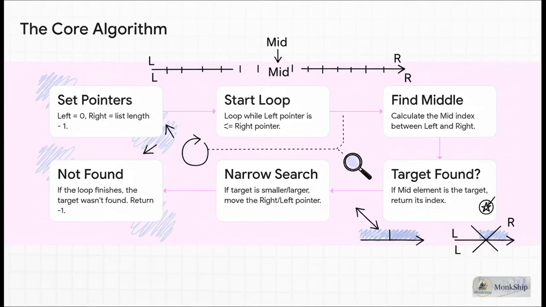Inside the loop, you always calculate the new middle. If that middle element is your target, awesome, you're done. You can return its location. If your target is smaller, you know it has to be on the left, so you pull your right pointer in. If it's larger, it has to be on the right, so you push your left pointer up. You just repeat that loop, slicing your search area in half every time until you either find the target or the pointers cross, which just means the item wasn't in the list to begin with.